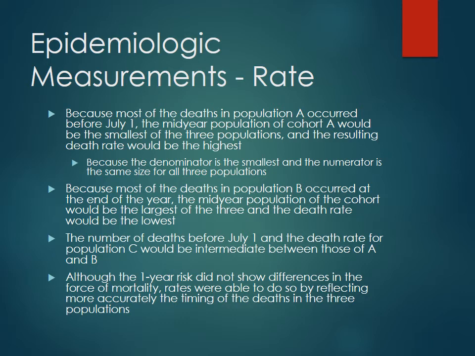Because most of the deaths in B occurred at the end of the year, they're going to have the lowest rate because, again, they are going to have the largest denominator because most of their deaths were done all at the end of the time frame. And then C would end up being intermediate because they kind of all died at a consistent rate throughout the time frame. So even though the one-year risk did not show differences in the force of mortality, the rates were able to do so by reflecting more accurately the timing of the deaths in the three populations.